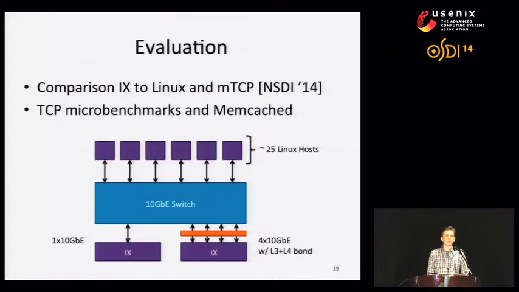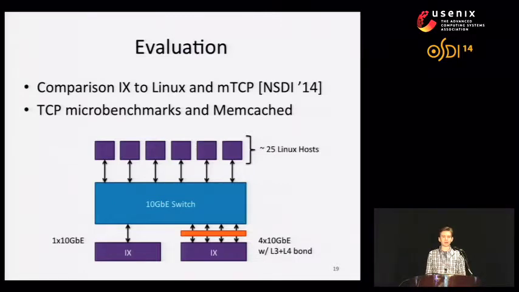Okay, so I talked about our motivation and our design approach. Now let's take a look at performance and conclude with the evaluation section. So we compare IX to existing systems, a highly tuned Linux environment, and also mTCP, which is a state-of-the-art user-level network stack from NSDI 2014. We're going to do both microbenchmarks and a Memcached evaluation. And for all of these benchmarks, we're using the TCP/IP protocol.